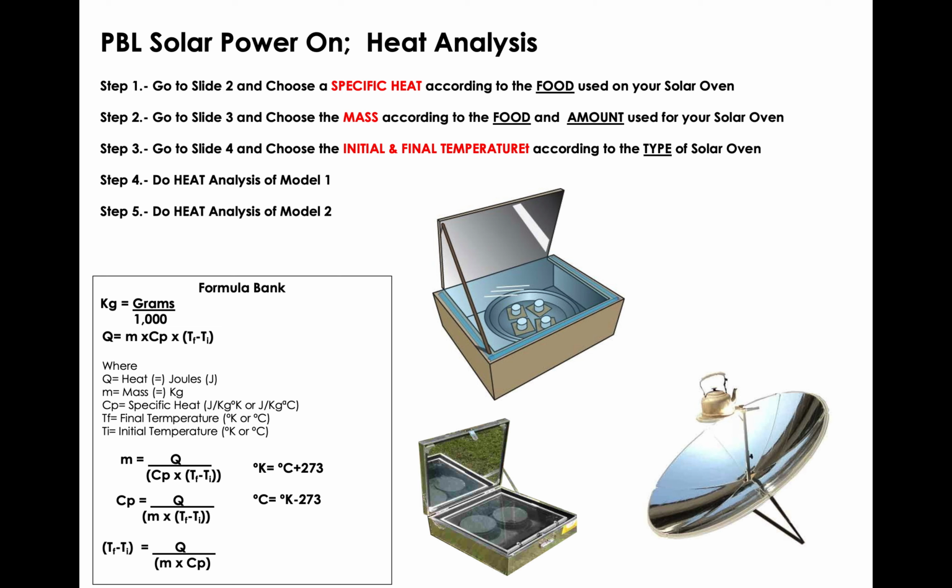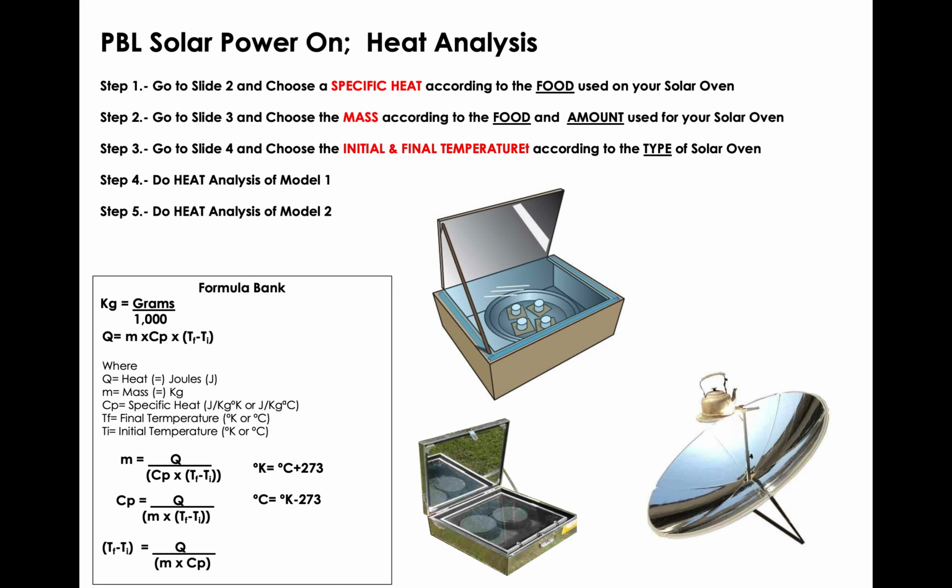Remember that this situation is because we are in quarantine, meaning we are at home and many of us don't have means to get either the mass or the initial and final temperature. So that's why this tutorial is very helpful. Now, the formula bank that is in the left, you can see formulas, for example, unit conversions, the main formula for heat, derived formulas, and conversions of temperature from Celsius to Kelvin and vice versa.